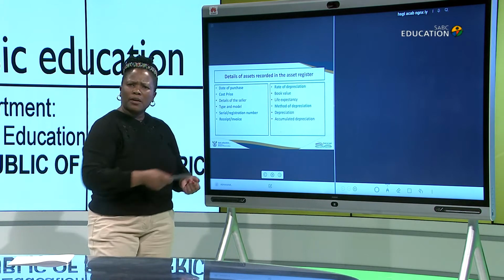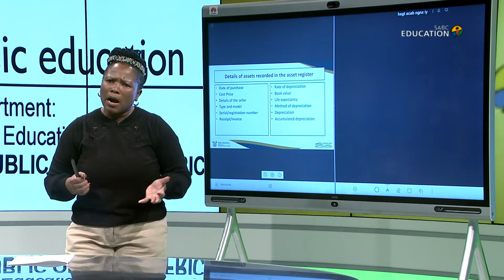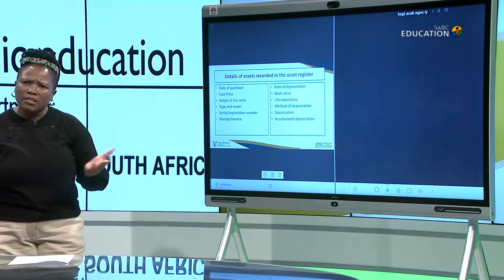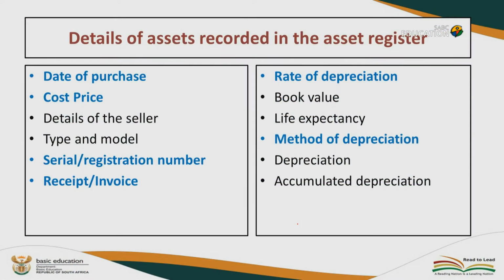It is also very important that all the assets are barcoded, they have serial numbers, they have registration numbers, and by registration we're referring to motor vehicles. And there must be also invoices that are attached. Whatever invoices that you got when you bought those assets, they must be filed for the purpose of verification. The rate of depreciation is very key, and the method of depreciation, because we need to always comply, always use the correct method of depreciation.